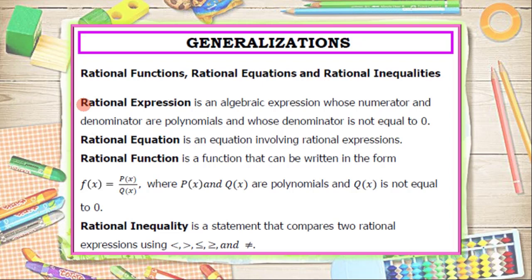Rational expression is an algebraic expression whose numerator and denominator are polynomials, and whose denominator is not equal to 0. Rational equation is an equation involving rational expressions. Rational function is a function that can be written in the form f of x equals p of x over q of x, where p of x and q of x are polynomials, and q of x is not equal to 0. Rational inequality is a statement that compares two rational expressions using symbols such as less than, greater than, less than or equal to, greater than or equal to, and not equal to.